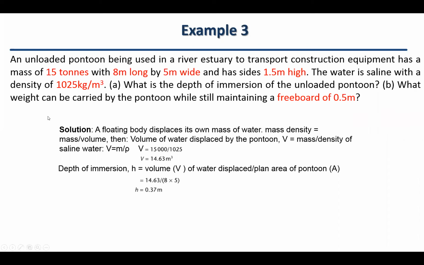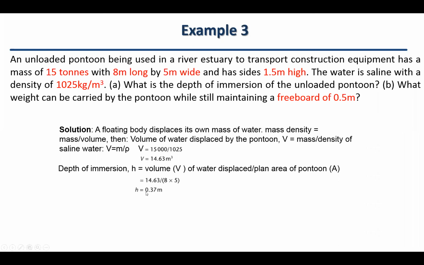Section B is asking what weight can be carried by the pontoon while still maintaining a freeboard of half a meter, or 0.5 meters. We know the side is 1.5 meters, so we are allowed a minimum of half a meter freeboard. In that case, we want to have 1 meter under the water, a depth of immersion of 1 meter.